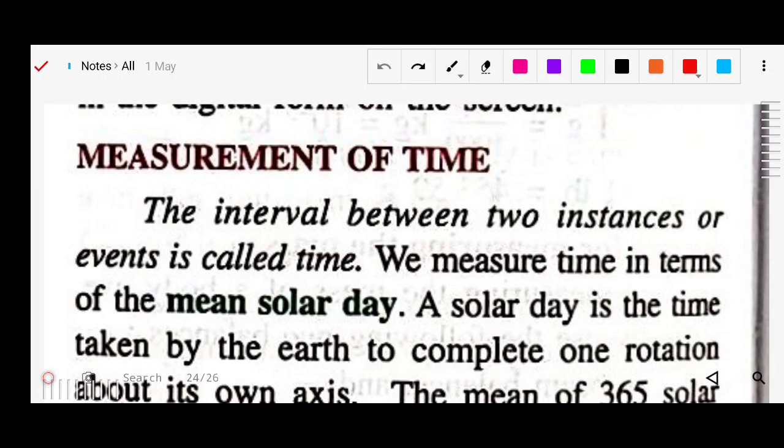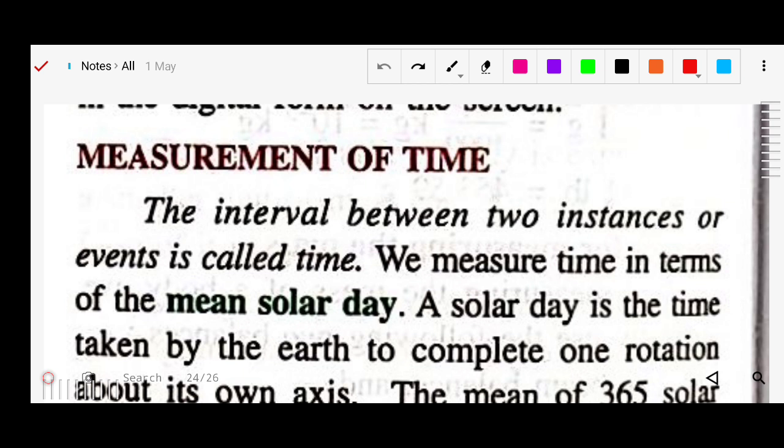Good morning students, we are in chapter 2, physical quantities and measurement. In this chapter we have already covered some basic physical quantities like length and mass. Now we'll see time, the basic physical quantity which is time.